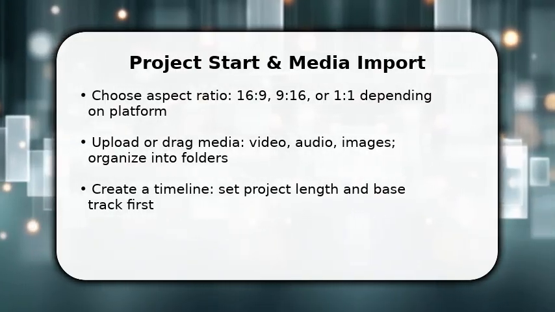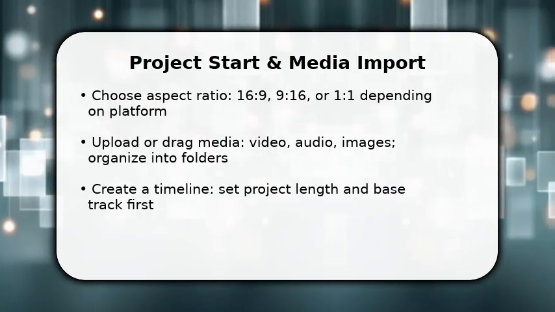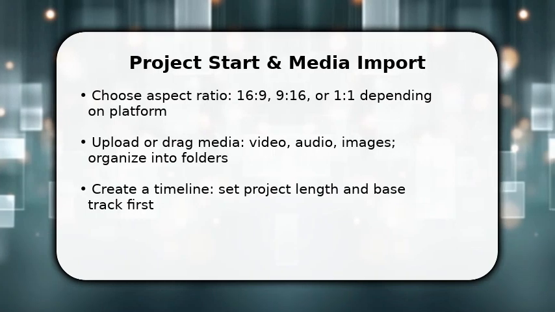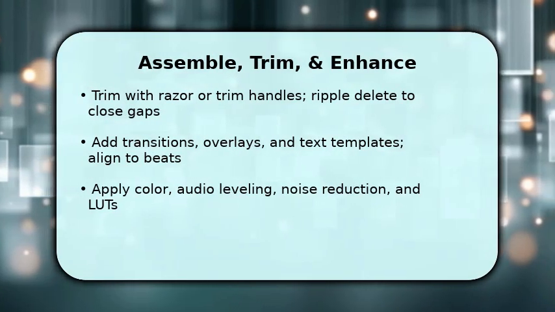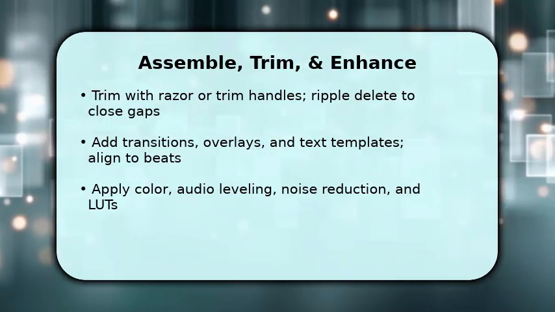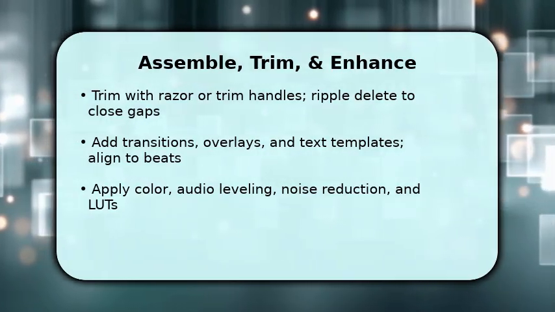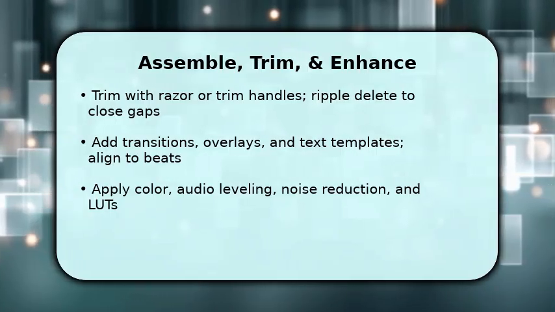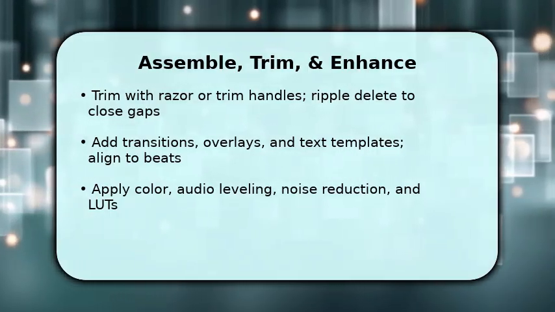This early organization prevents timeline clutter and speeds editing, so make sure to name tracks and mark key clips before you proceed. Now you assemble the story. Trim clips precisely using the razor and trim handles, and use ripple delete to keep timing tight. Add transitions and overlays sparingly, and place text templates where they support the message. Align cuts to audio beats for rhythm.